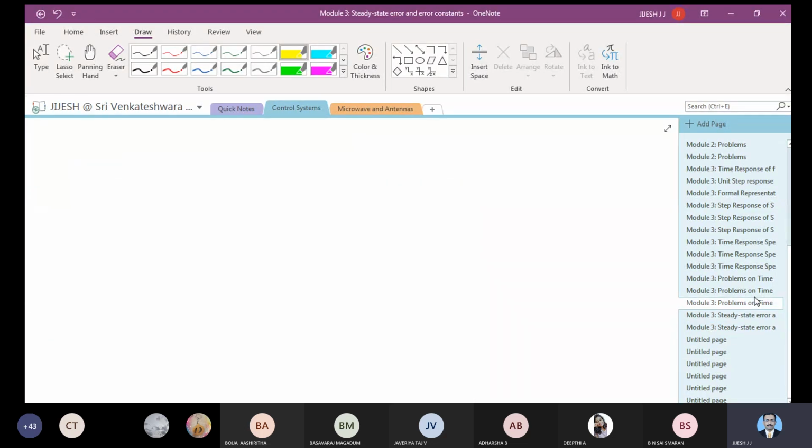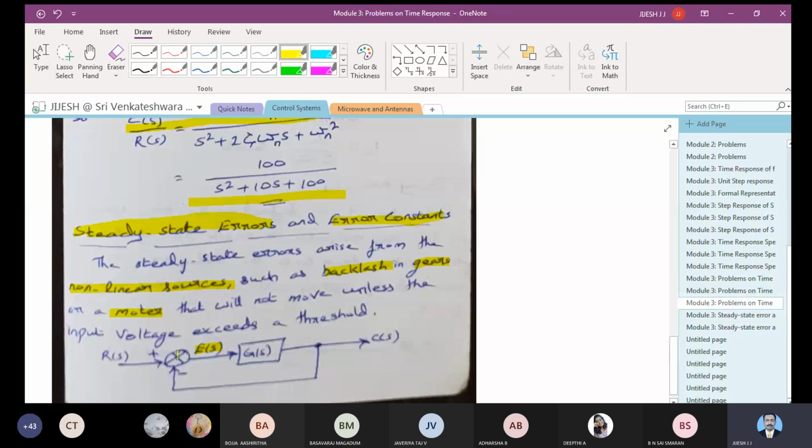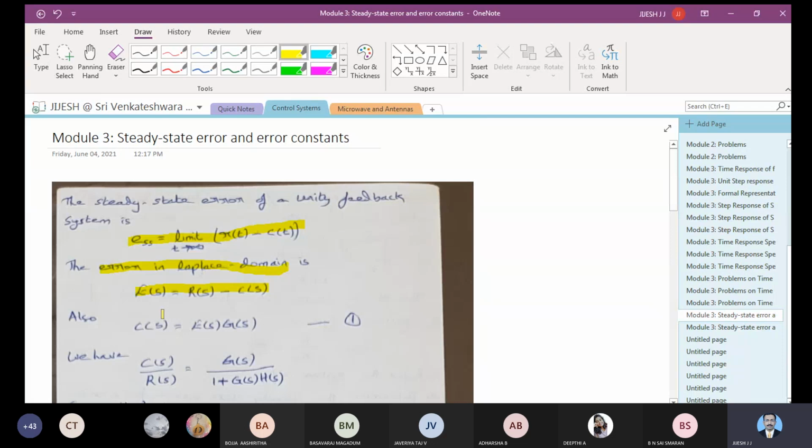So you just go back to the figure. You can see that if you take E of s multiplied by G of s, you will get C of s. So I can just write it as C of s is equal to E of s multiplied by G of s.